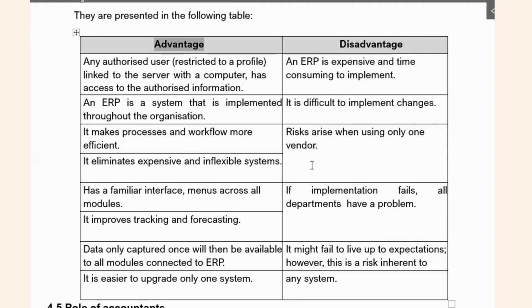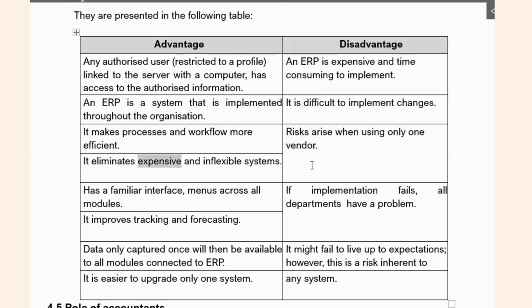Advantage. Disadvantage. Any authorized user, restricted to a profile, linked to the server with a computer, has access to the authorized information. An ERP is expensive and time-consuming to implement. An ERP is a system that is implemented throughout the organization. It is difficult to implement changes. It makes processes and workflow more efficient. Risks arise when using only one vendor.